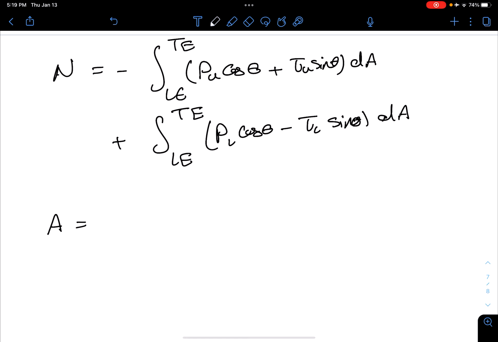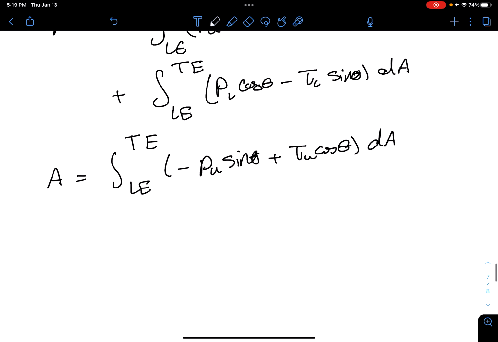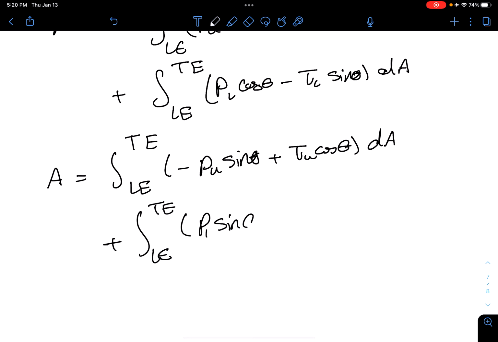And your axial force is going to be the integral from leading edge to trailing edge of negative p_u sine of theta plus tau_u cosine of theta dA, plus the integral from leading edge to trailing edge of p_L sine of theta plus tau_L cosine of theta dA.